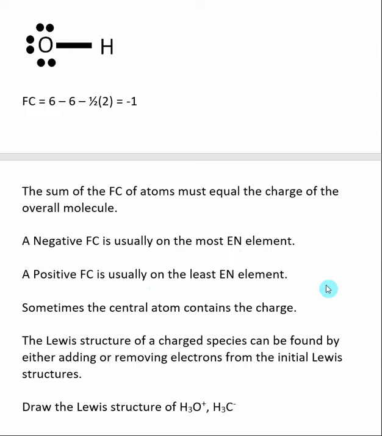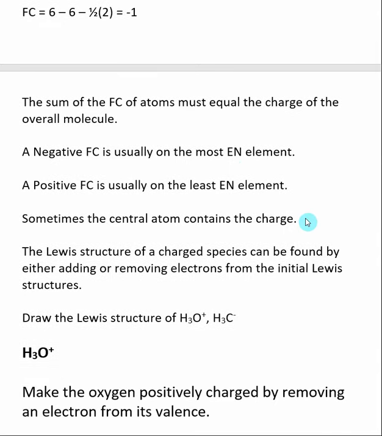If this doesn't work out, another guideline is that charges tend to be on central atoms. So with drawing Lewis structures, you might have to try a couple of variations, and these are rules that can get you started towards trying to find the correct Lewis structure.